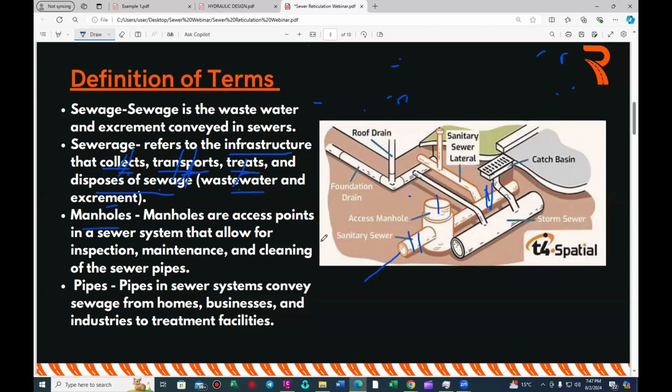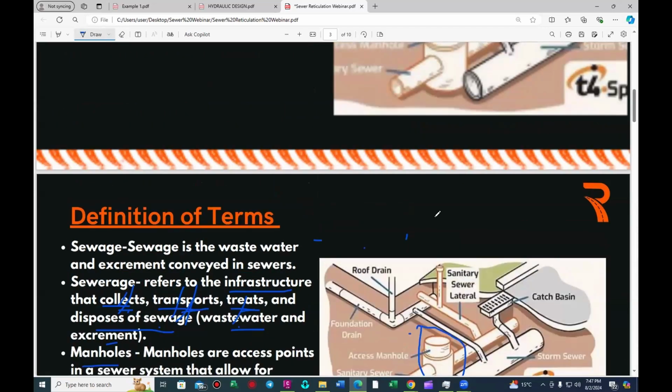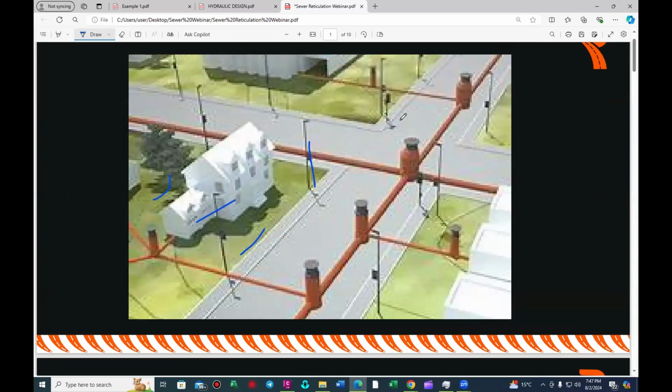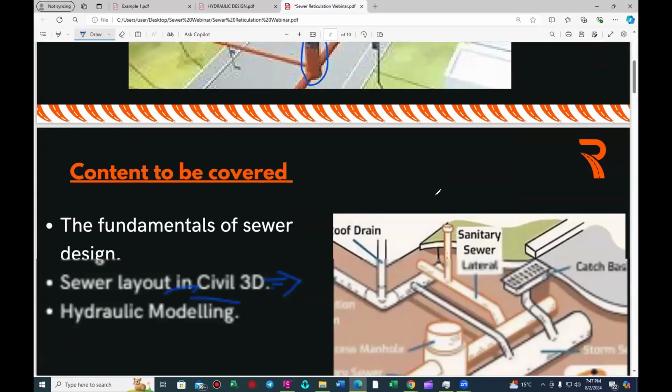So manholes is this structure that you guys are seeing here. Unfortunately, I did not actually have a better view of it, but you'll see as we proceed. This is the structure that we call a manhole. It's called an access manhole, right? I'm sure you've seen this before. It's also this structure here. That's your manhole. And these are your pipes. I'm sure you guys know pipes, right?